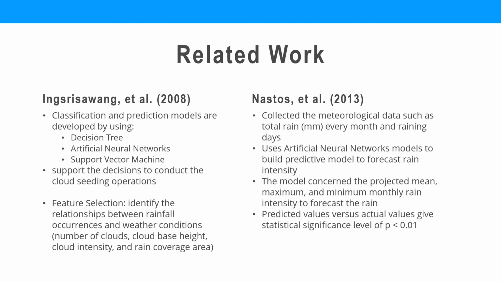In 2013, later, Nastos and the team collected meteorological data and used it to train their artificial neural networks models to build a predictive model to forecast rain intensity in Athens, Greece. The model was mostly concerned with the projected mean, maximum, and minimum monthly rain intensity to forecast the rain intensity and yielded a statistical significance level of P less than 0.01.